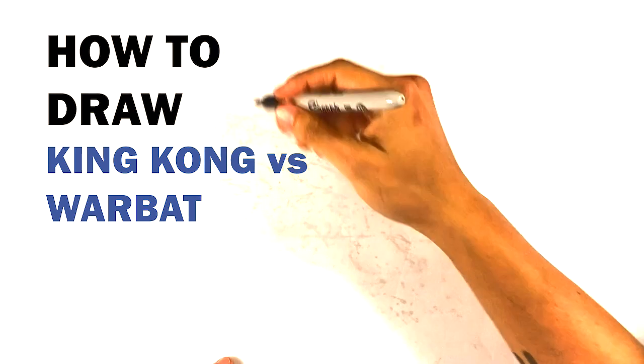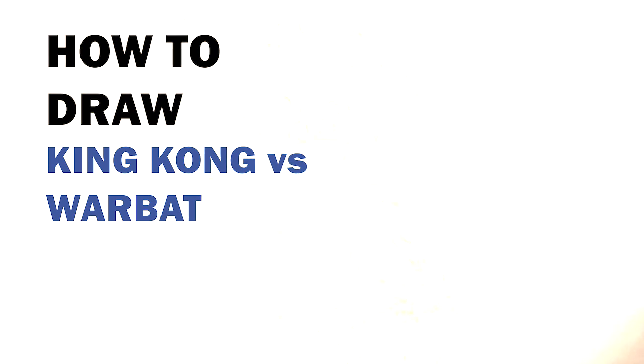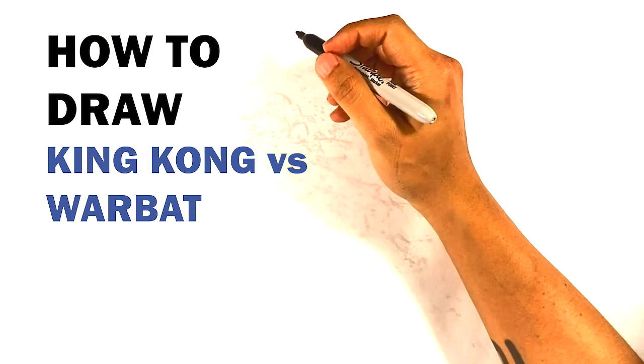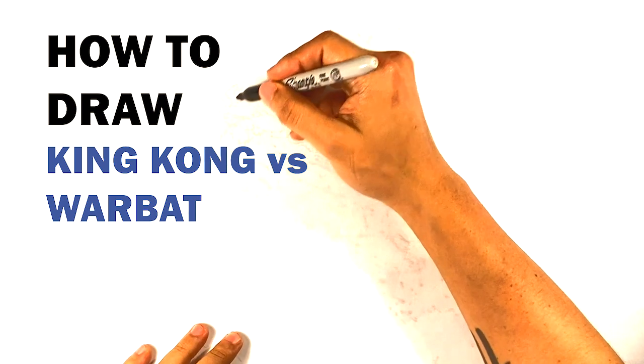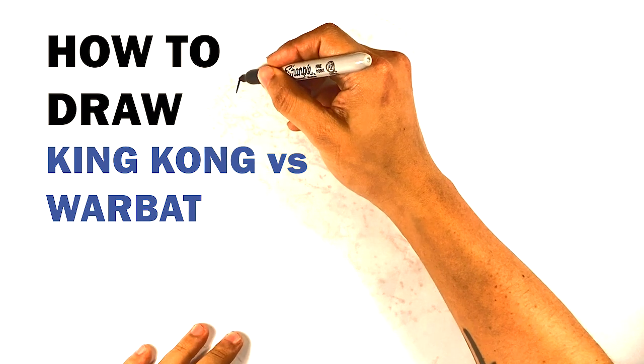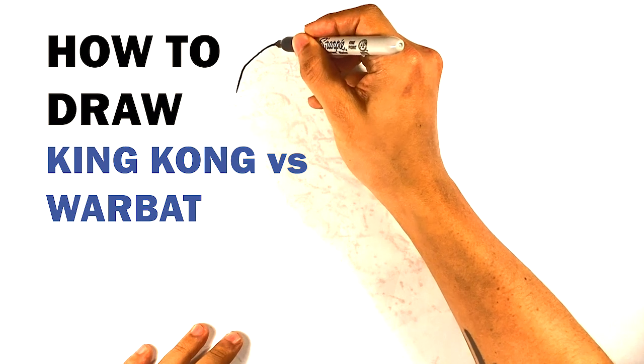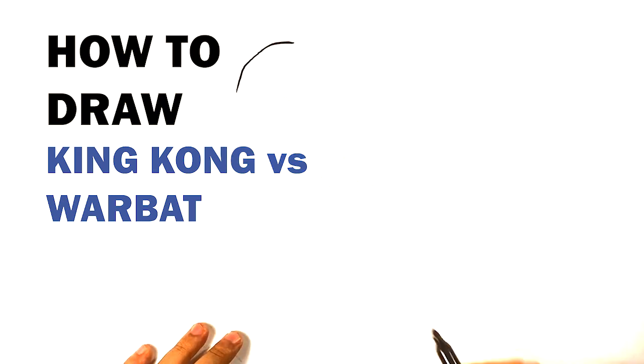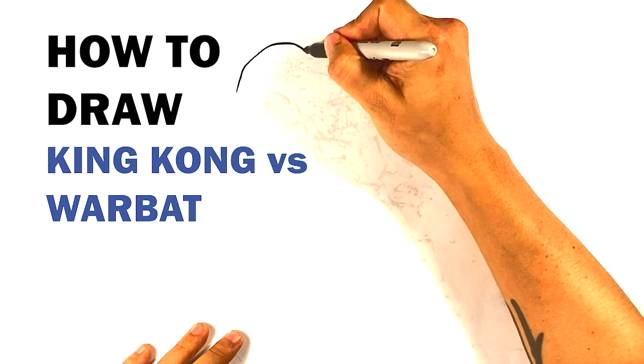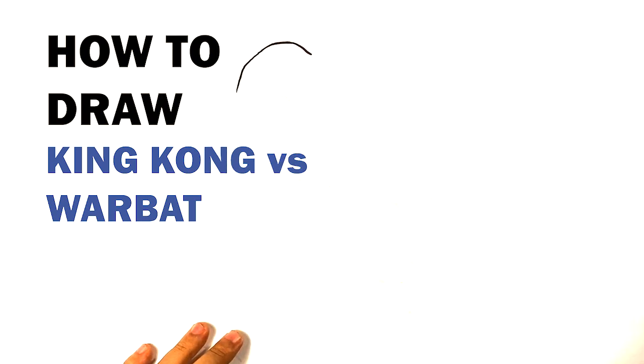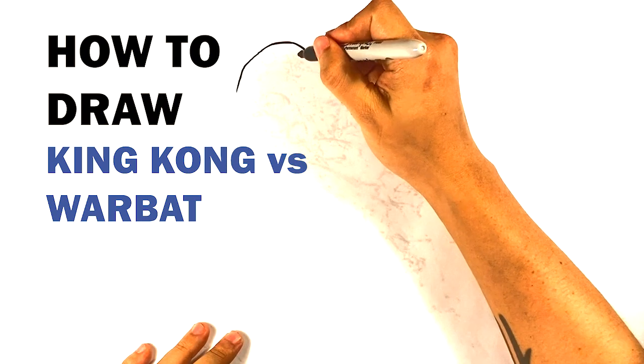All right, let's go over how to draw King Kong and the Warbat. They're going to be attacking each other. I'm gonna go over here for the back of King Kong's head first. It's gonna slope down right into his brow, you know?